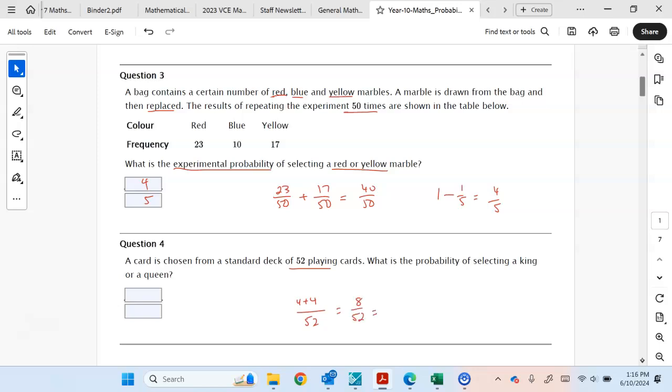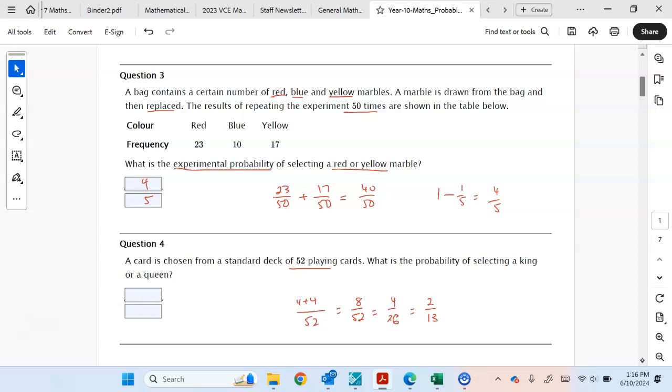Now, you should be able to simplify that on your calculator, or if you don't have your calculator, just think about the highest common factor. All right, the highest common factor is 4, but let's say you didn't know it was 4. You can see that they're both even numbers. So I could simplify it to 4 over 26, and then that simplifies to 2 over 13.